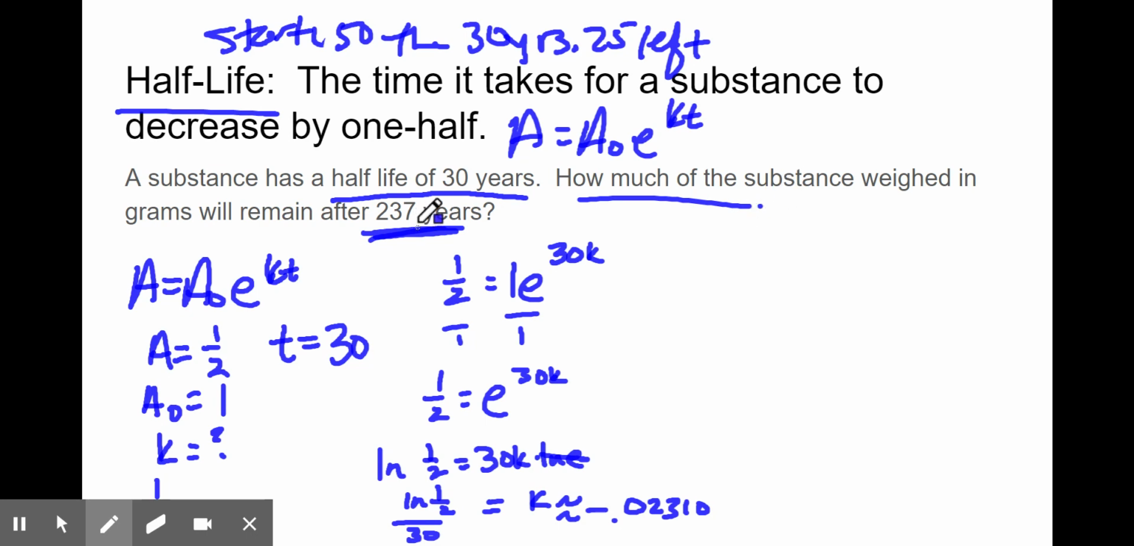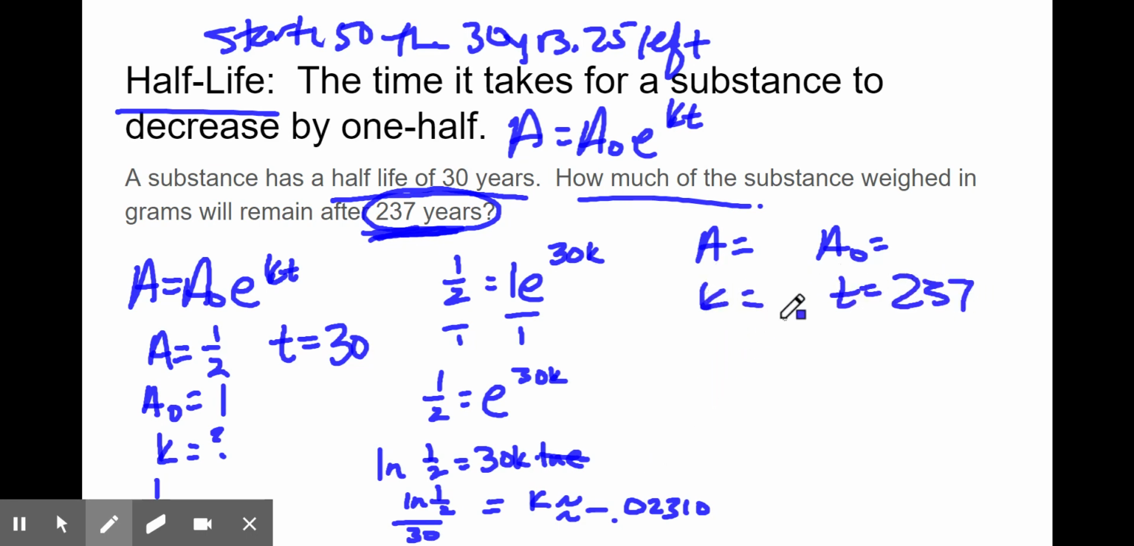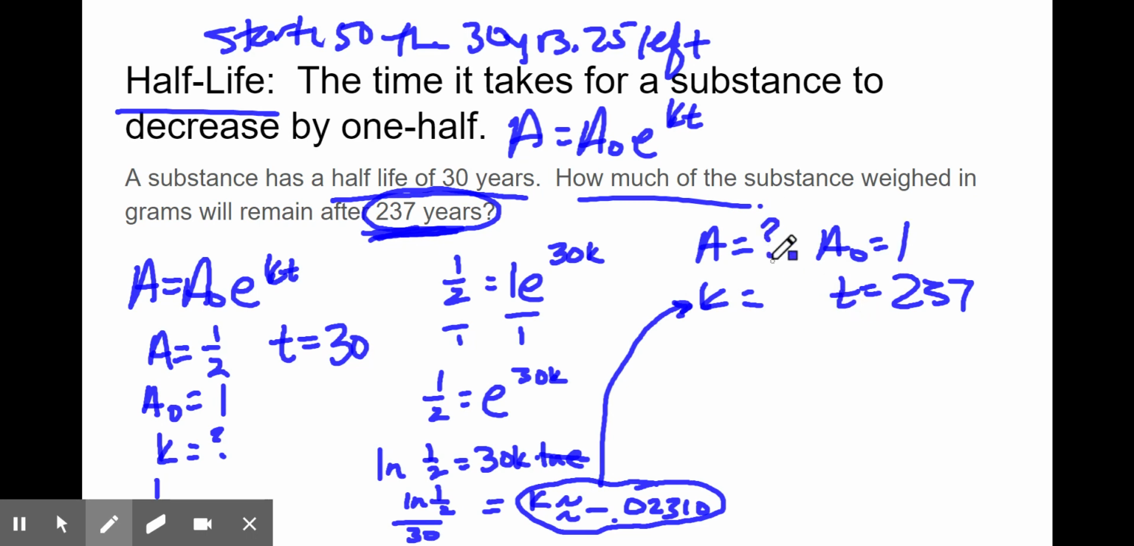Okay, so now we want to know how much will be there after 237 years. So we found K. Let's go back and start again. A naught, K, T. Now the time is going to be 237 years. Here's K. We'll use that. Put that in over there. How much did we initially start with? We're saying we started with 1. We don't know how much there is after though.